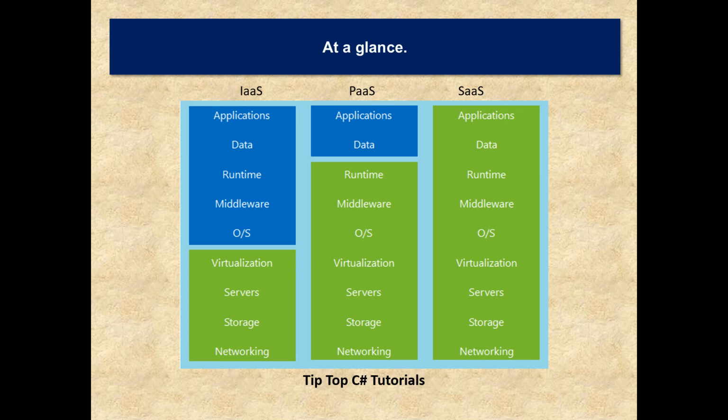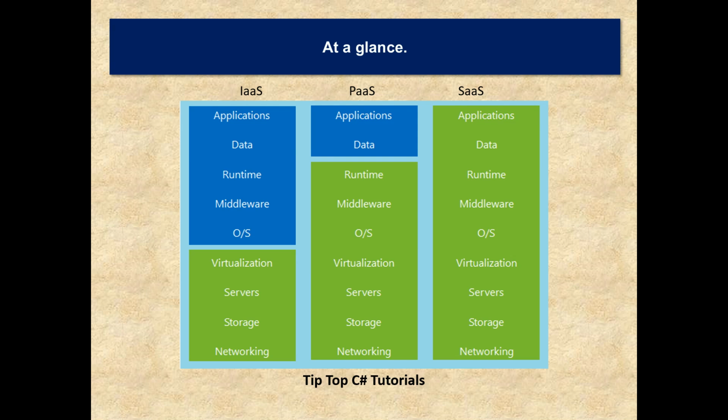When it moves to PaaS, you see that only application and data have to be there by the user. It is in the user segment. So even the runtime, middleware, and operating system have moved to the vendor's bucket. And finally, when it hits SaaS, you see even the applications and data are being taken care of by the vendor. The cloud user just needs to consume the application.